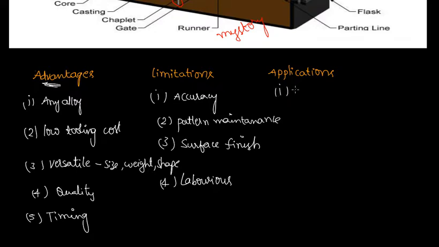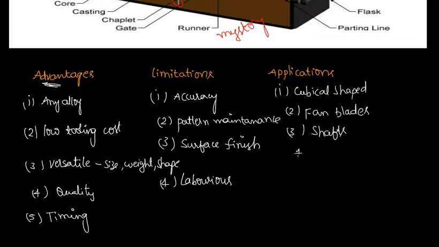Now the applications. The first one is that we can make cubical shaped components. The second one is fan blades. The third one is shafts, the fourth is hub, and the fifth one is machine tool bed. These are the important applications of sand casting. So this is the overall concept of sand casting. I think this is over.